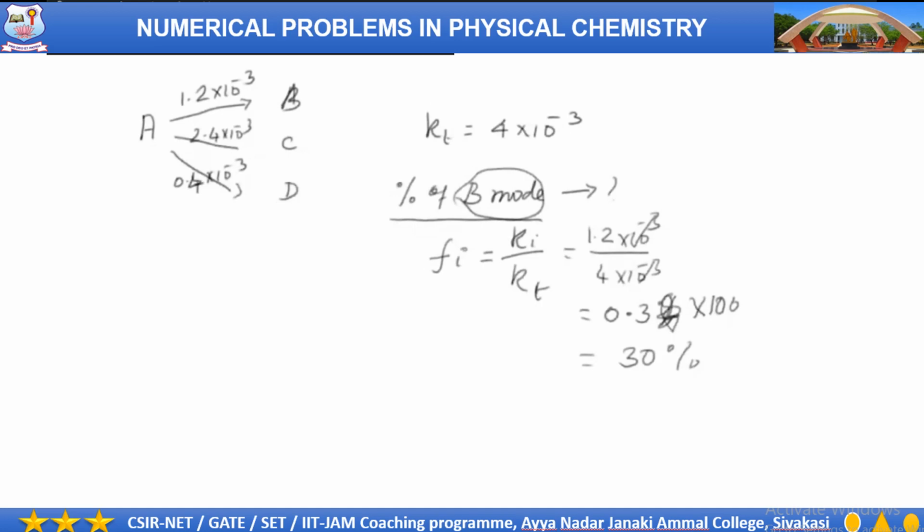Similarly, now work out the percentage of C and percentage of D. Work out what is the percentage of A to C mode, what is the percentage of A to D mode.